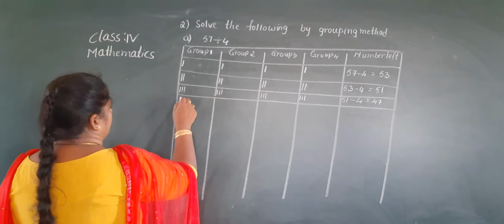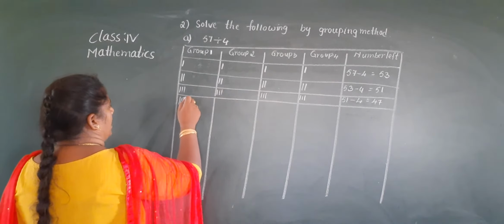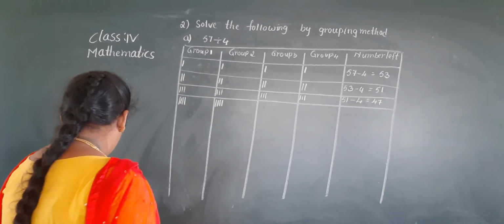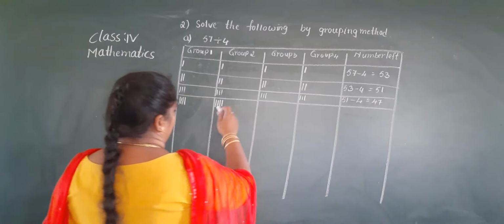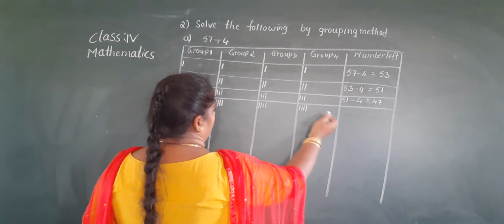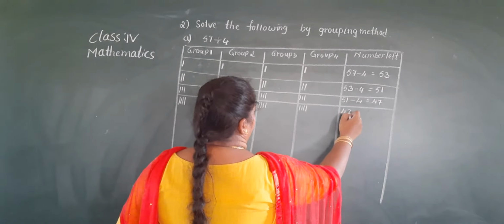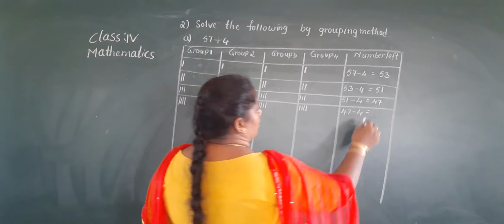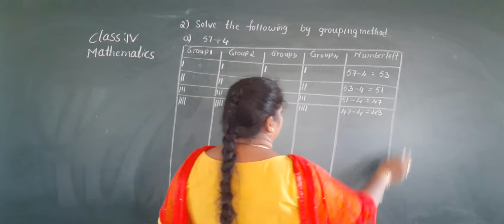Next, again, here already 3 tally marks. So, I distribute 1, 1. That means, distribute 1, 1, then it becomes 4. 1, 2, 3, 4. So, 47 already 4 distributed. So, 47 minus 4 is 43.